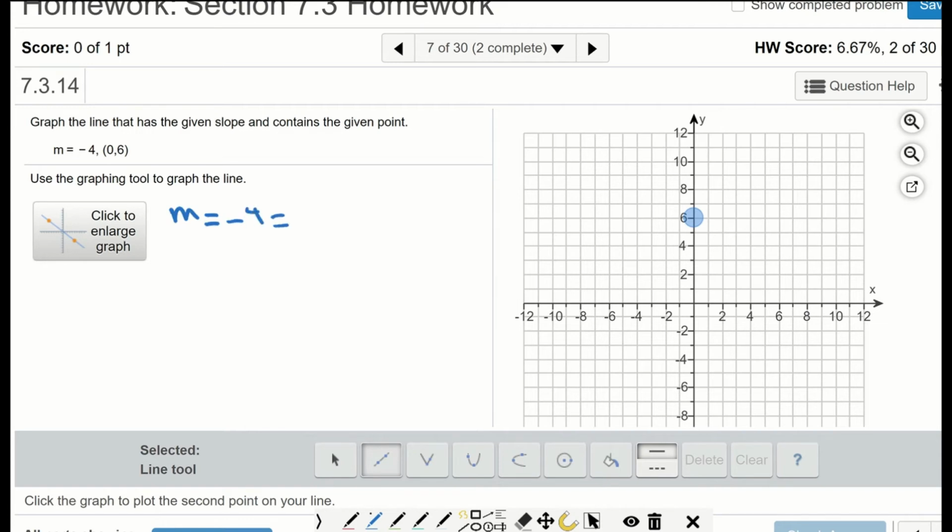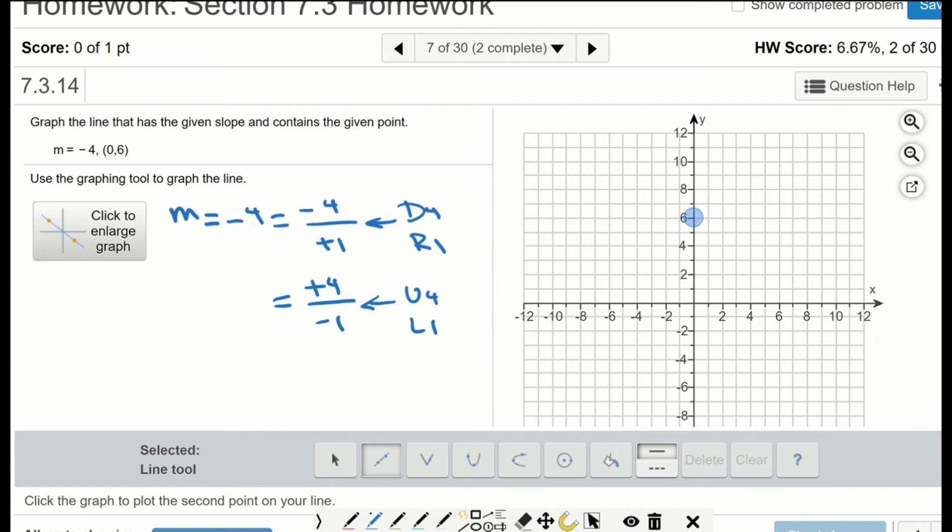Remember, there are two ways you can write that: -4 over +1, or you can write it as +4 over -1. So to listen to that, starting at the y-intercept, you would go down 4, right 1, or if you listen to that interpretation of the slope, you would go up 4, left 1 to get to another point on the line.